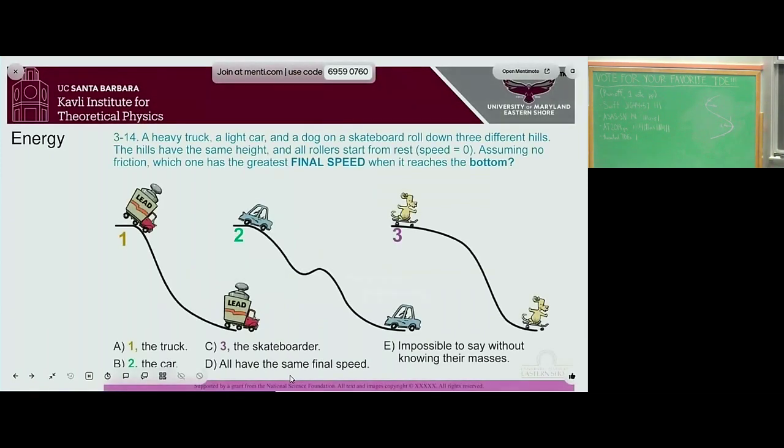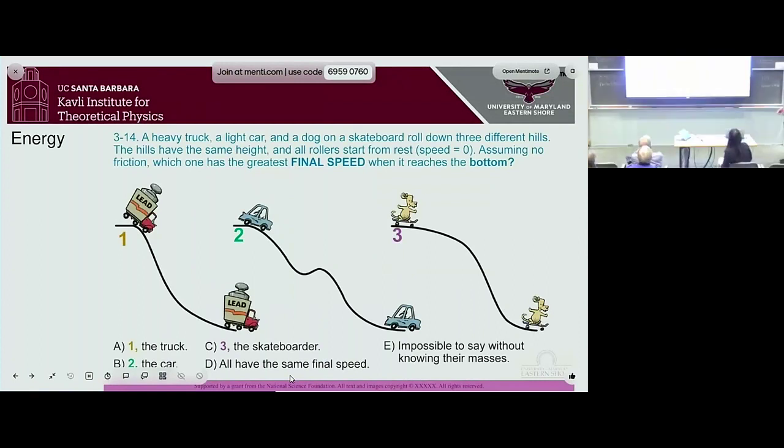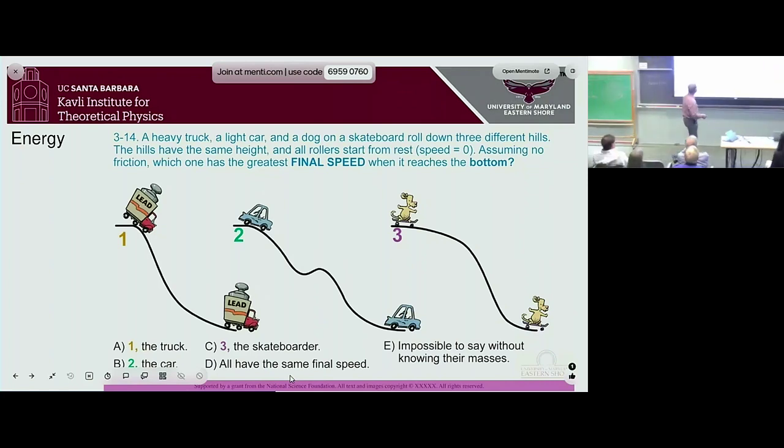So let us go to the next one. We started from motion, and we are now going into energy. A heavy truck, a light truck, and a dog on a skateboard are rolling down different steep hills. And the question is, which one will have the greater speed?